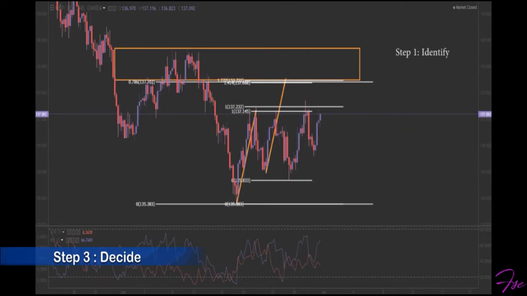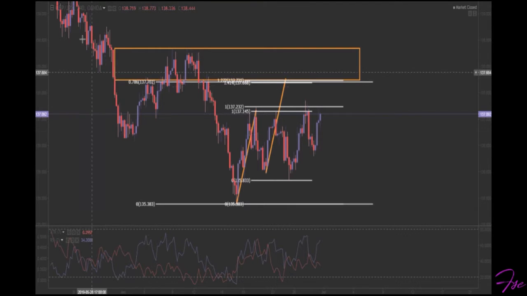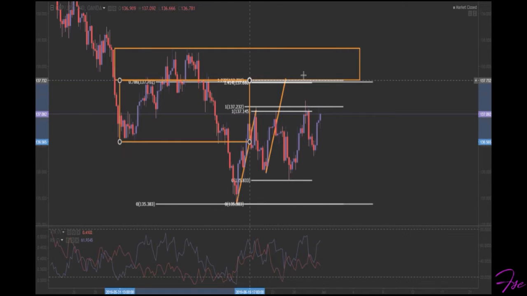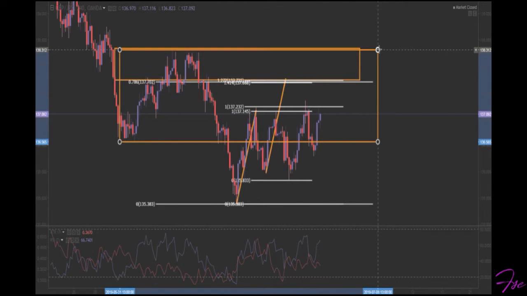So we've gone through step 1, which was identifying your bias, whether you're bullish or bearish, and we determined that this pair is bearish. Step 2 was predicting where price was likely to go next, and I predicted the 138 level where price can go and find some resistance. And on the daily time frame, the outside return, I'm just going to quickly draw this in for you. The outside return is this zone right here.